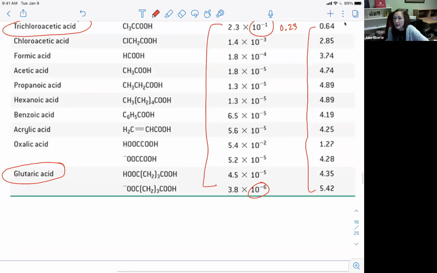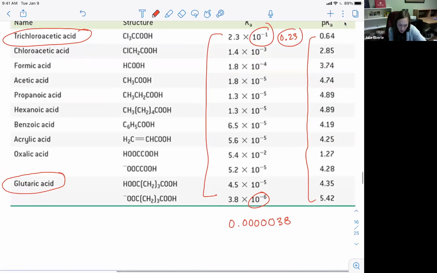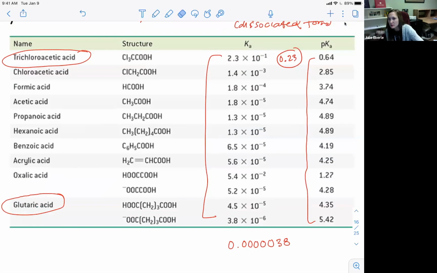3.8 times 10 to the minus 6, if you write that out in decimal form, you'd have to move the decimal 6 places to the right to get it back to 3.8 times 10 to the minus 6. Okay, so if you're comparing these numbers, obviously 0.23 is a bigger number. They're both decimals, but one's a really, really small decimal. So on exponent scale, when you have a larger negative exponent, like 10 to the minus 6, that infers a smaller number. Okay, so these Ka values, as you go down the table, get smaller and smaller.